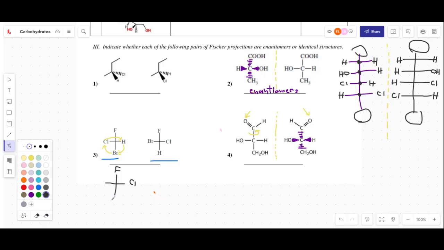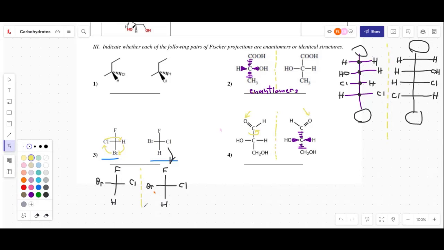And what's going to be on the bottom? Hydrogen. Very good. And what's going to be on the left-hand side? Bromine. So if I'm looking at this now, and I drag this one down here, or just redraw it: hydrogen on bottom, chlorine on top, chlorine on the right, bromine on the left. Are these the same compound or are these enantiomers? They're the same. They're exactly the same.